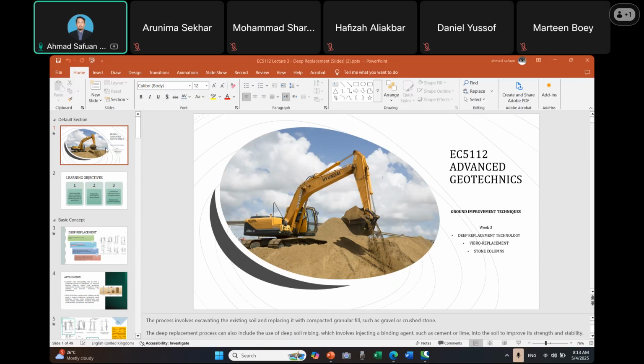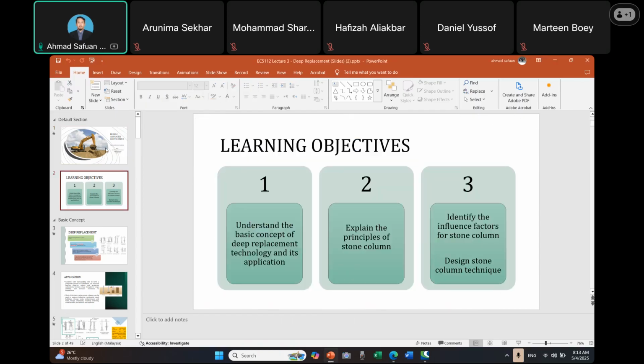What you may learn for this deep replacement: understand the basic concept of deep replacement technology and its applications. Explain the principle of the stone columns. Identify the influence factors for stone column. Design stone column techniques.